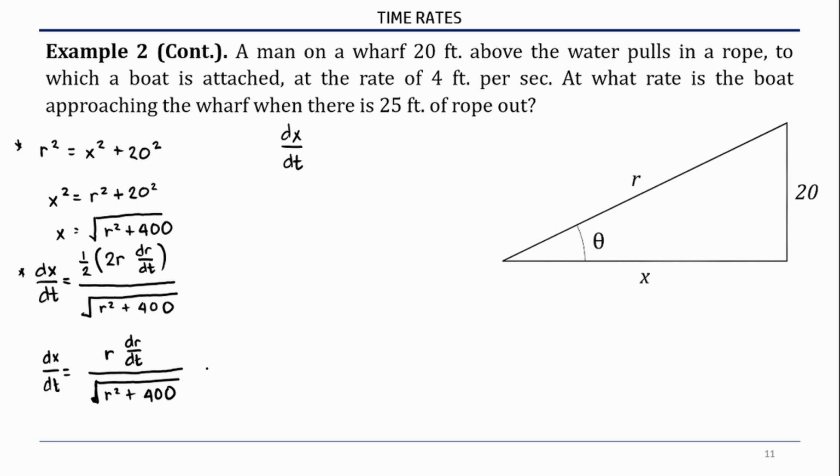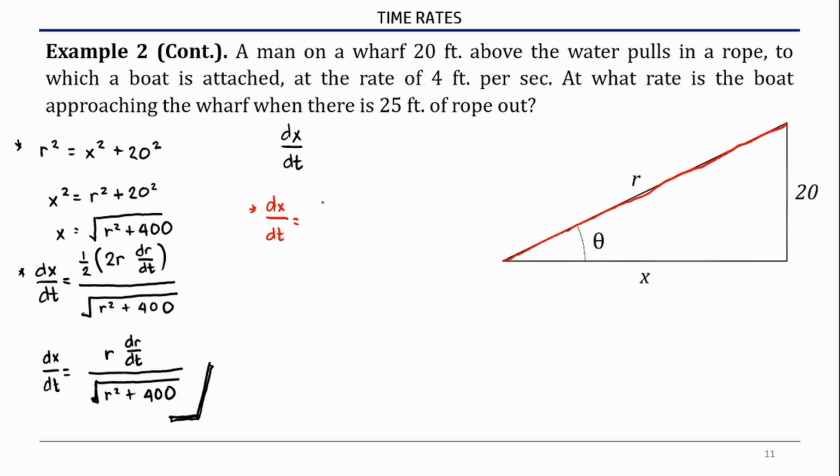So we have now our equation for the change in x with respect to time. Let us substitute now the values. So we have change in x with respect to time is equal to the value for r nakalagay sa problem natin. At what rate is the boat approaching the wharf when there is 25 feet of rope out. So yung rope is yung dimension r natin, and yung sinabi sa problem natin ang instance when yung r natin ay 25.